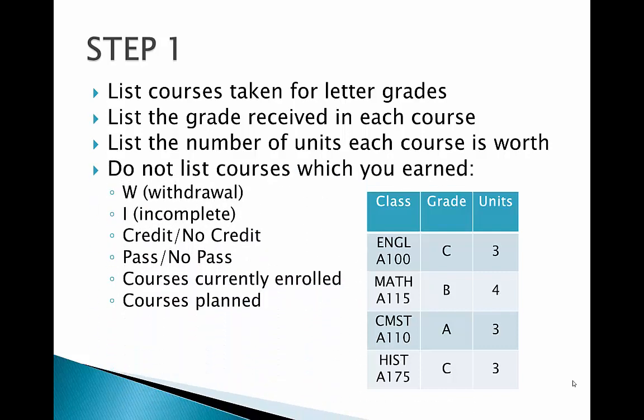When entering in your courses, you do not need to list courses in which you earned a W, or withdrawal, an I, which is an incomplete, credit, no credit, and pass, no pass. You also do not need to list courses which you are currently enrolled in or which you plan to take, since these do not have grades yet.